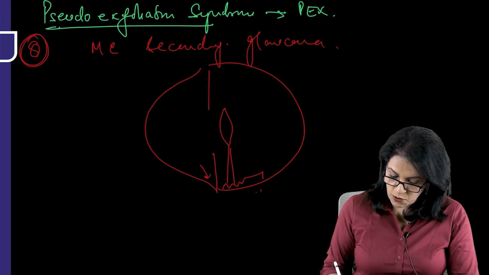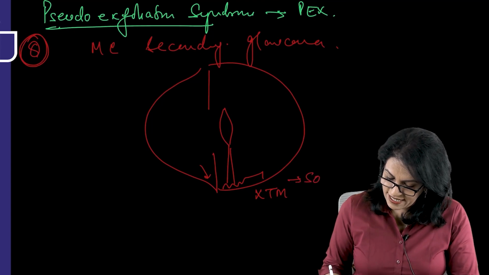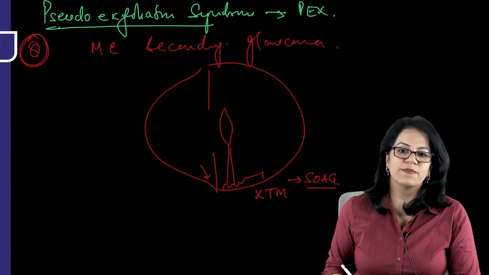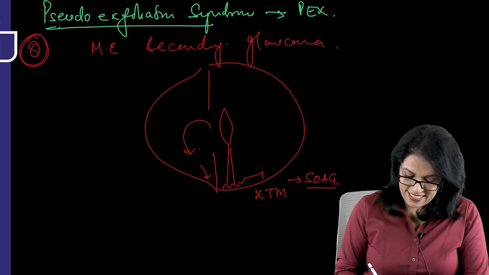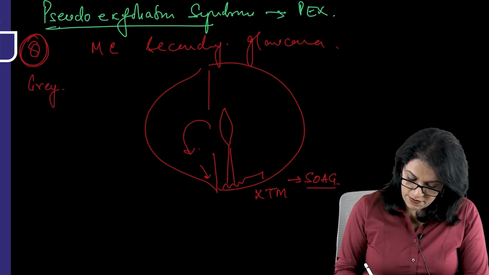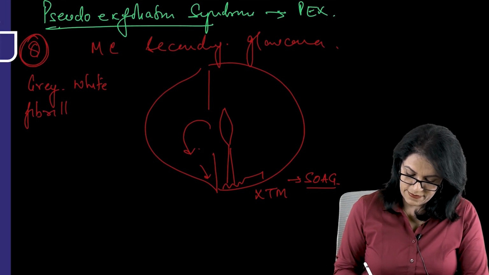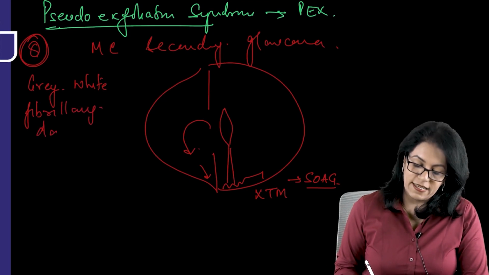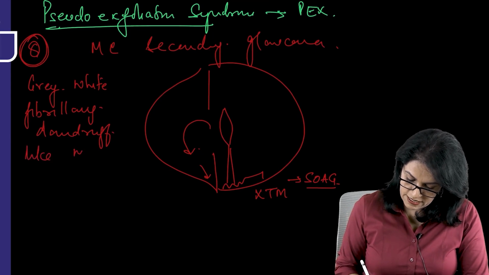Leading to which type of glaucoma, if there is a block in the trabecular meshwork, all of you? It is secondary open angle glaucoma. Once you know this, let's write it. It is grey-white fibrillar, grey-white dandruff-like material. This is how you will describe it.